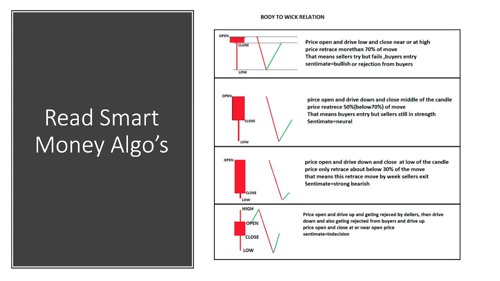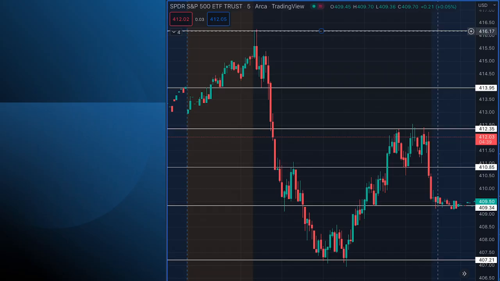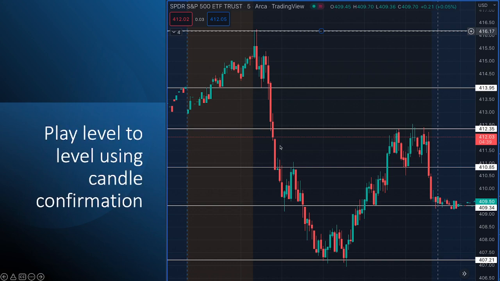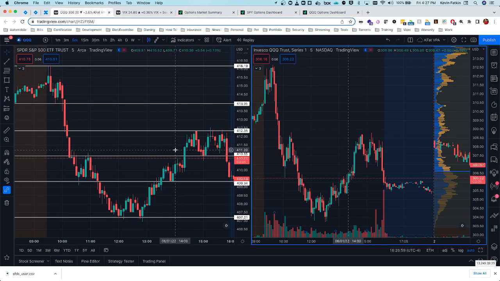Now, I already touched on this a little bit, but we want to talk about playing level to level using candle confirmation. I'm not going to get into how I set levels here, because I've talked about it in previous videos, so I highly recommend going back to watch those. But again, we're playing level to level. So when we see levels hold, that's when we know to take a put entry or to exit a put entry. And if we see strong breakthroughs on levels, that's when we know to get in.